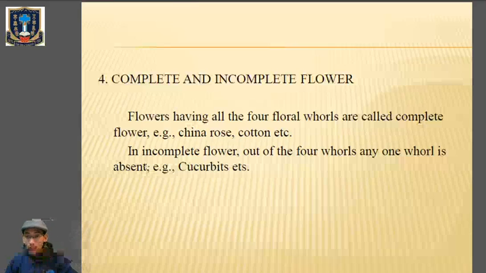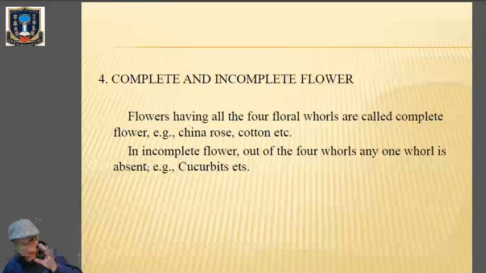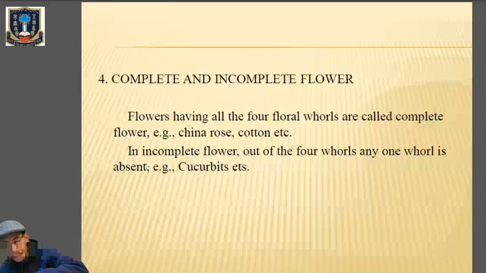Alright, now next one we'll talk about complete and incomplete flowers. So we learned that there are 4 parts of a flower. If all the 4 essential parts or whorls are present in a flower, then they are called complete flowers. That means those flowers contain calyx, corolla, androecium and gynoecium. But if any one of the whorls is missing in a flower, then that flower is called an incomplete flower.